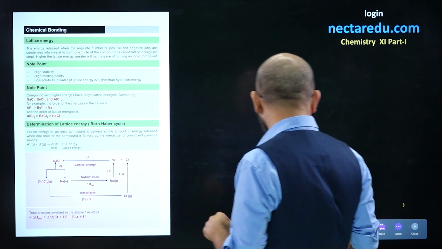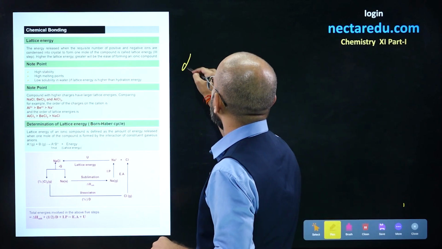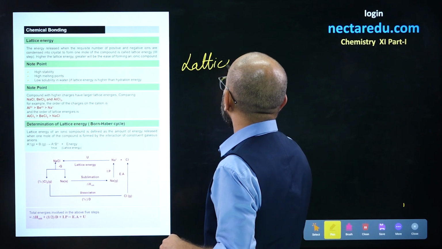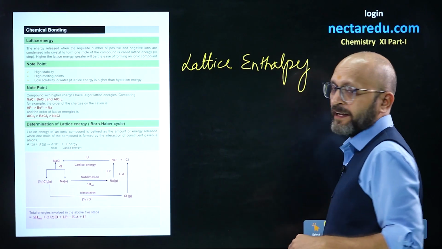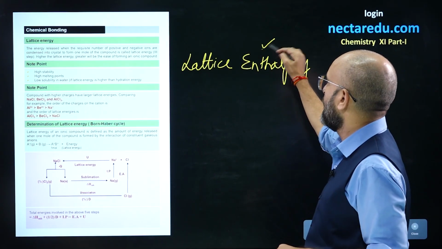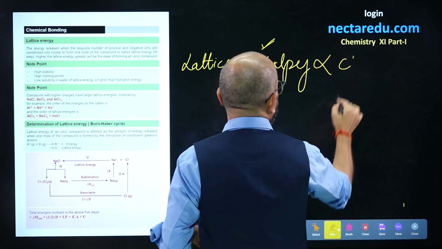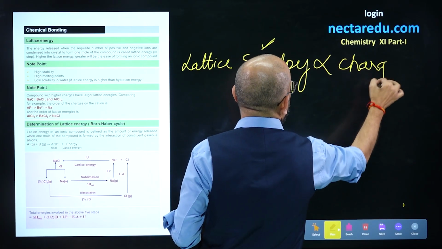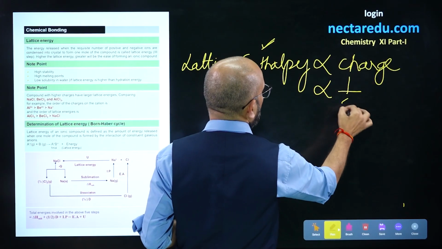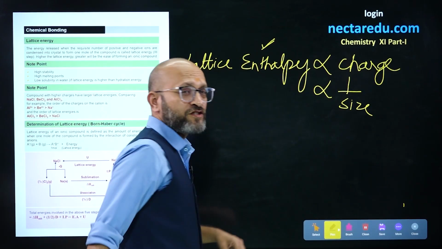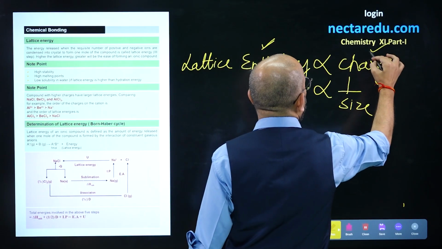So the first point that you need to remember is that lattice energy or lattice enthalpy. See, in chemistry, for energy we use the term enthalpy. So lattice enthalpy is directly proportional to charge and inversely proportional to size. Which is dominating? If you have to check one factor, always charge is the dominating factor.